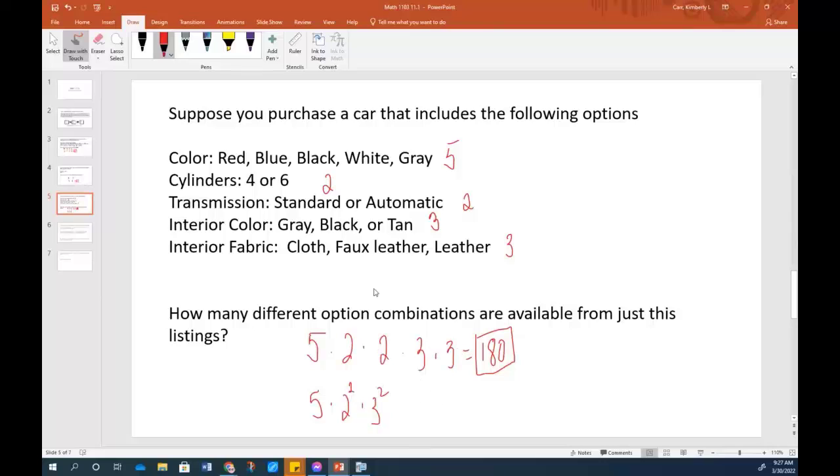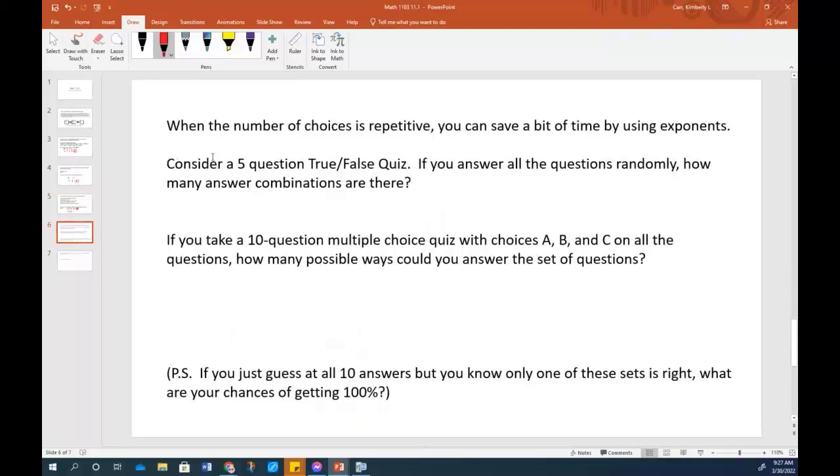Here it's only just very minimal. I don't even know if it's really any writing because it was the exact same number of digits I wrote down. But if you had a lot of choices, it definitely could save you some.